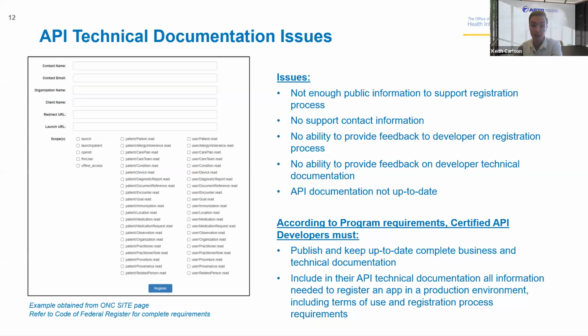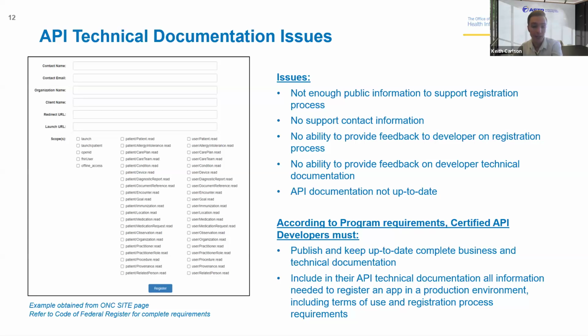And again, just reiterating that in some cases we've heard about documentation obviously not being kept up to date. So just emphasizing what the program requirements are related to some of these things, that it is important for certified API developers to keep in mind. It is expected in both 404 and G10, which touch on requirements for publishing and keeping up to date complete business and technical documentation. And in the regulatory text, you can see some more specifics around there.